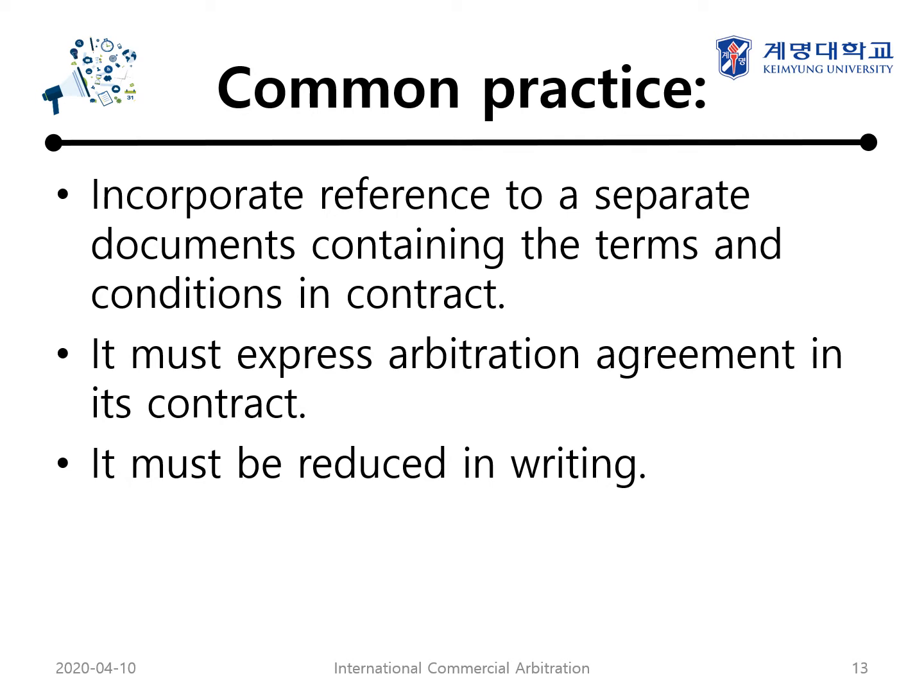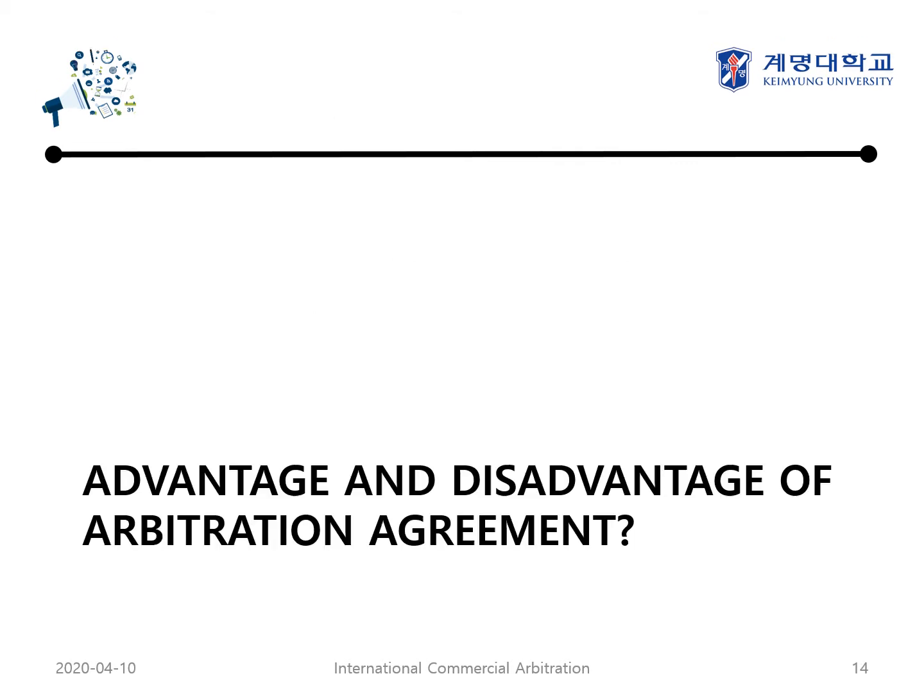Normally, it is reduced in writing. It is composed of 1 to 2 pages. Unlike the contract of goods and sale, it details every transaction of the buyer and the seller. What are the advantages and disadvantages of an arbitration agreement? What are the positive and negative effects of an arbitration agreement in solving disputes? Let us discuss them one by one.